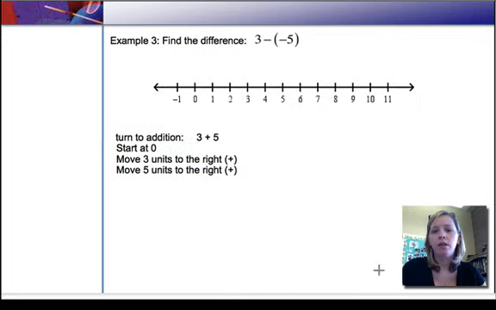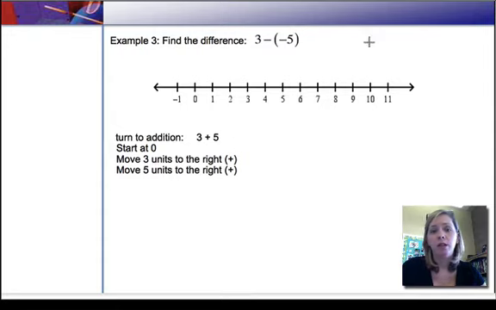Let's look at another example that has us subtracting negative numbers as well. Okay. So let's find the difference between 3 and negative 5. In other words, let's find 3 minus negative 5. Remember, when you have two negatives together, they combine to be a positive. If I'm subtracting, I'm adding the opposite. So this problem on a number line is easiest if you turn it into just 3 plus 5.